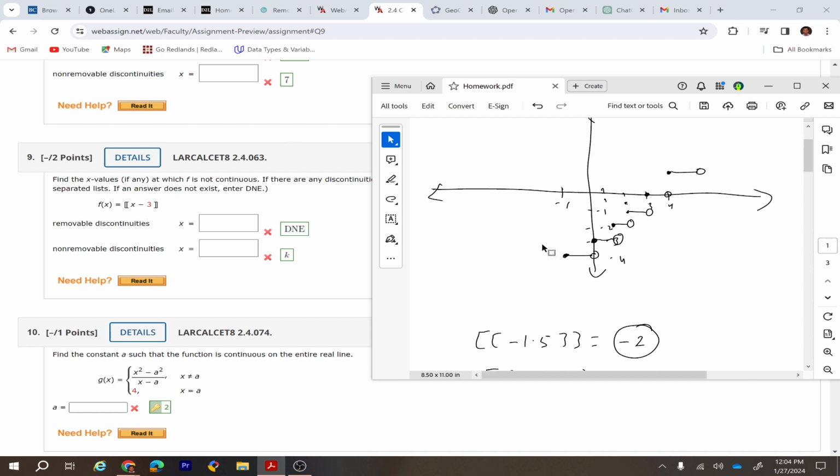And as you can see here, removable discontinuity means where the function is discontinuous and undefined at that point. That's called removable discontinuity. But in this case, yes, there is a discontinuity at integers, but that's not removable. So the answer for the first part is dne, does not exist.